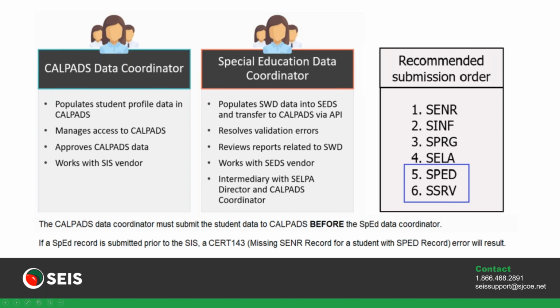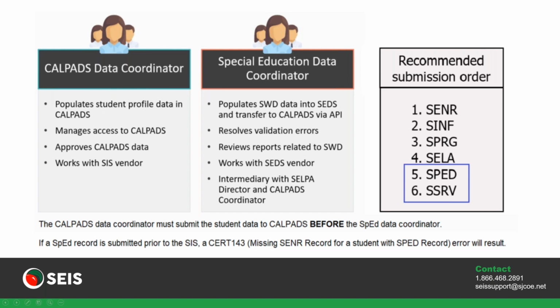But the reason why they need to work together is because data has to be reported and submitted in a specific way. So we are all aware of that lovely GR05, where there's no enrollment date for the special ed student. So it is important that the CALPADS coordinator submits those enrollment records first. That is where the workflow between the special ed and the CALPADS will work together to determine who's going to do what and when.